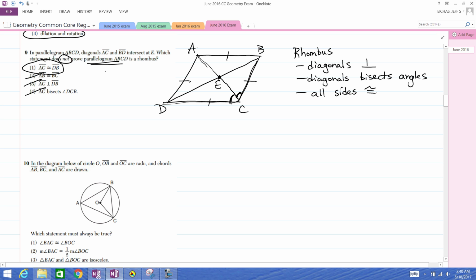Okay. This one's not. Okay, we don't need congruent diagonals. That's what this is saying. Don't need congruent diagonals for a rhombus. We would need that for a rectangle. So there you go.